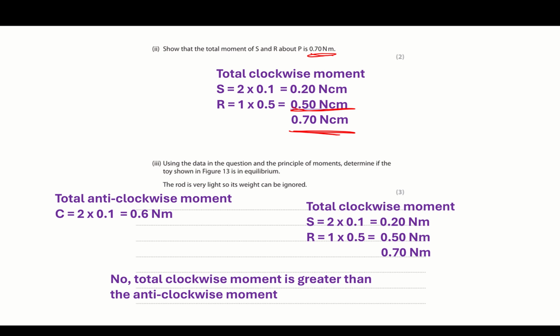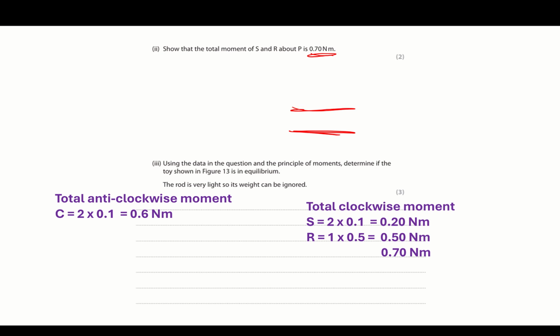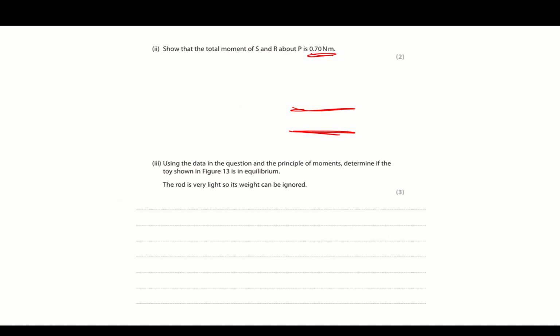Now, clearly I've been a div because these bits are wrong, but I'll go back there. So it says using the data in the question and the principle of moments. So we know that at equilibrium, total anti-clockwise moment equals total, and that's really important, clockwise moment. It says the rod is very light, so its weight can be ignored.